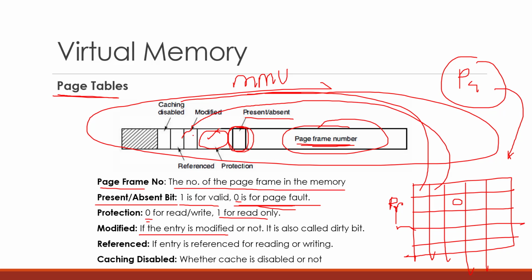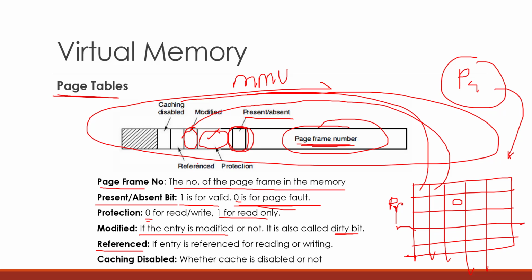Then modified: this bit is set to 1 if this page has been modified. For example, if this page has been modified, then this bit is 1, which is also normally called a dirty bit because it has been modified. Otherwise it will be 0.